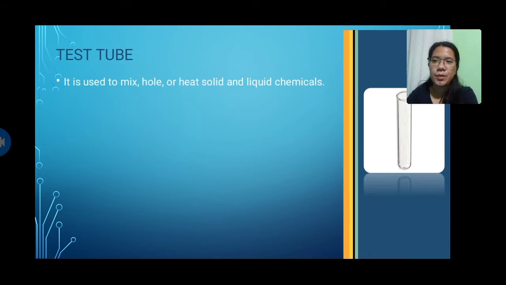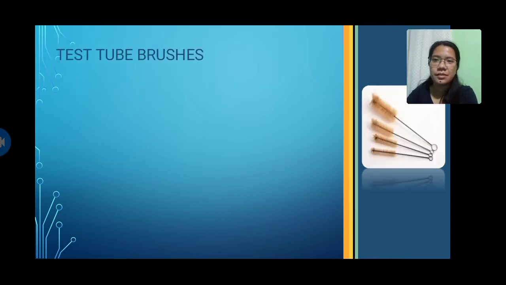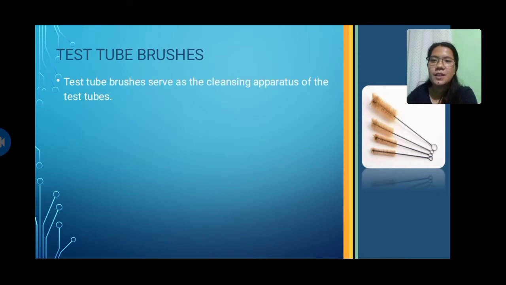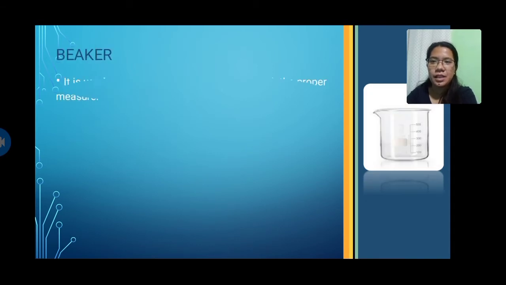Next is test tube. It is used to mix, hold, or heat solid and liquid chemicals. Test tube brushes. It is served as the cleansing apparatus of the test tube. Beaker. It is used to hold, heat, or mix substances with the proper measure.